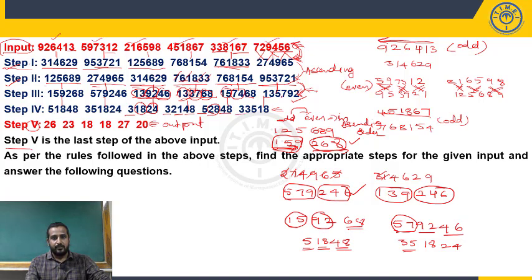1 3 is a 3, 5 7 is a 38, 9 2 is a 18, perfectly matching. Okay, so two digits are multiplied within the number from left side to right side. Clear with the fourth logic also? Yes. I will give the typed one in the next slide.